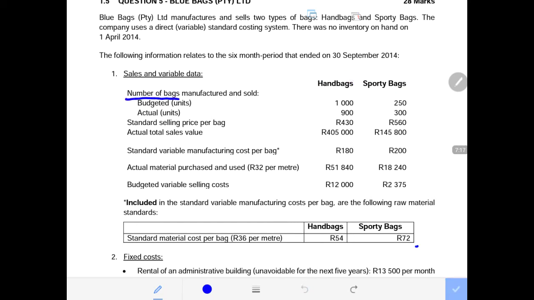We have the number of bags that were manufactured and sold. The company budgeted to manufacture and sell 1,000 handbags and 250 sport bags. Now let us stop there. In the previous question, the Dazzle Ltd, we were strictly required to calculate the break-even point based on the standard product mix. We always use the standard product mix or budgeted product mix.